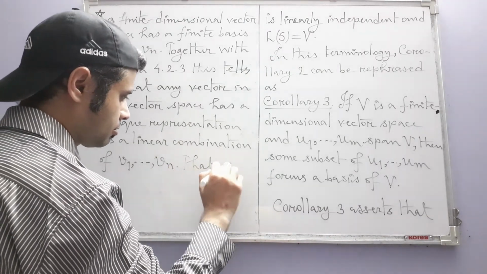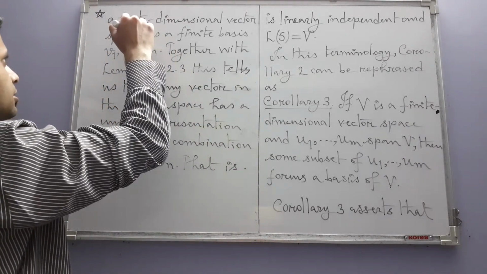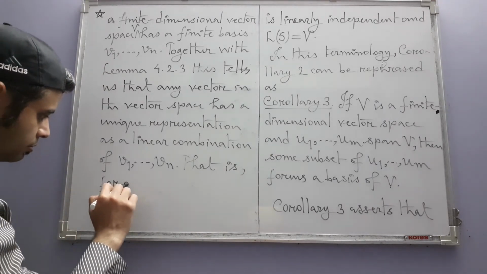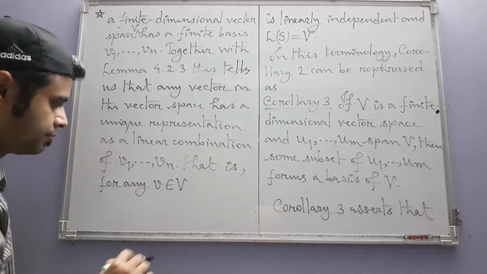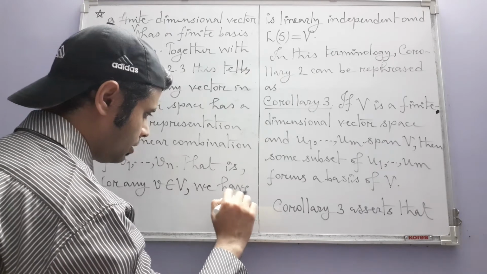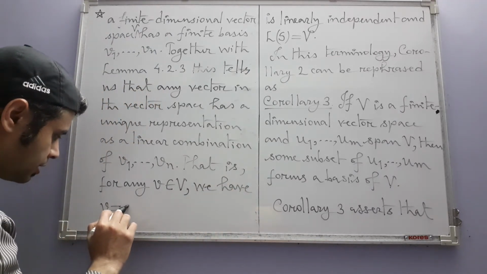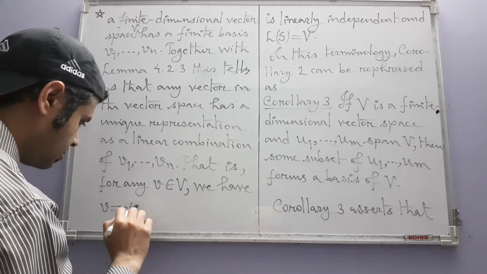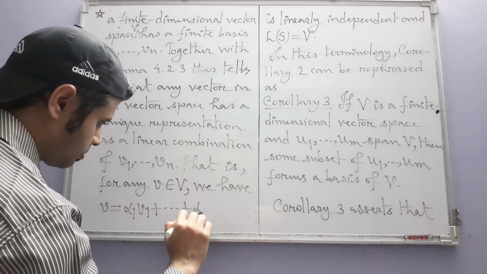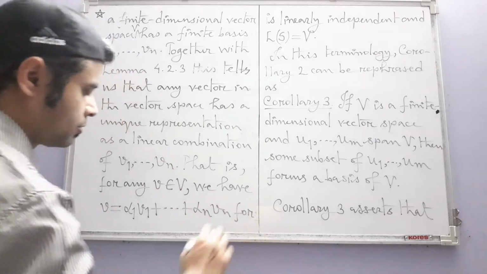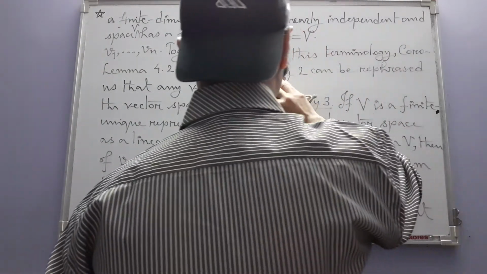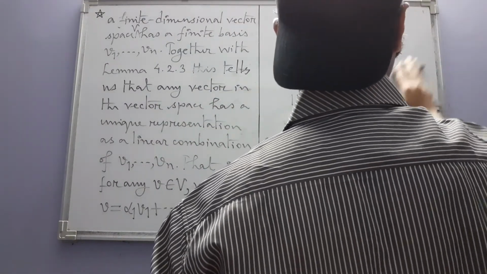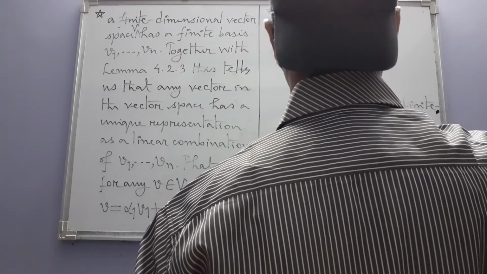That is, let us mention this vector space, use a symbol for this, let us call it V. That is, for any v belonging to V, we have v equal to, say, we are using alpha 1, it does not really matter, but let's just write what the author has written, for some unique scalars.